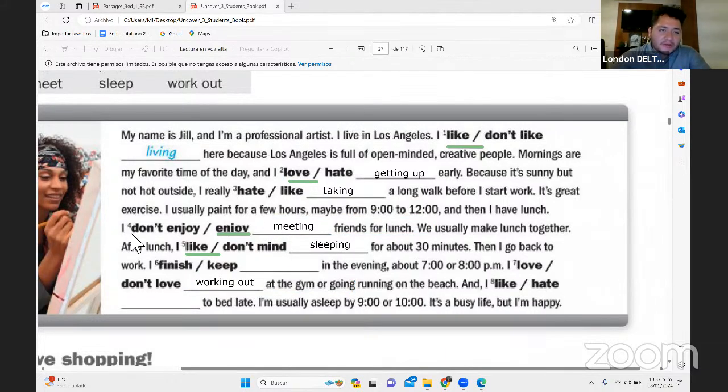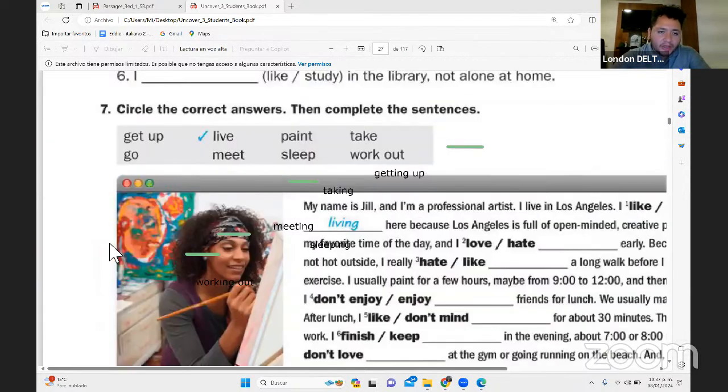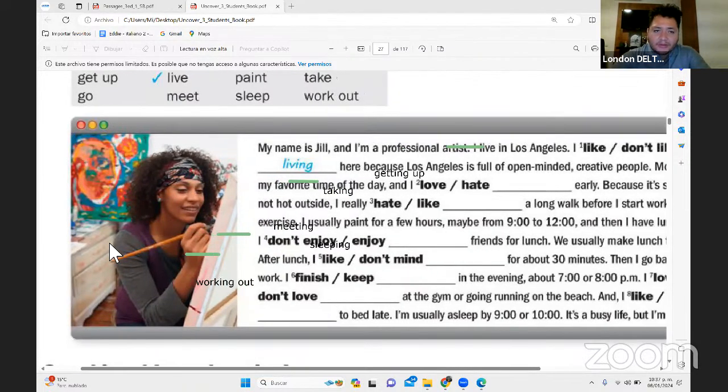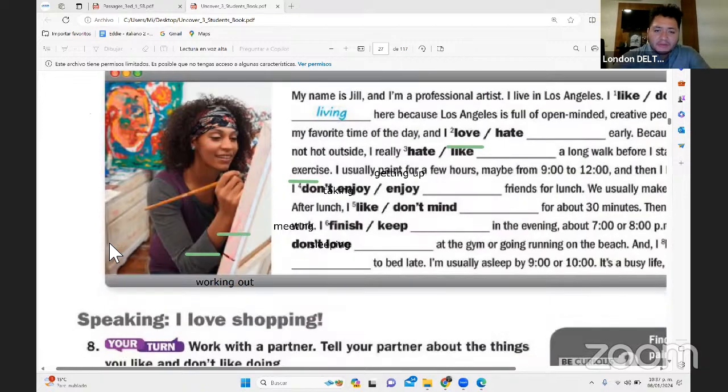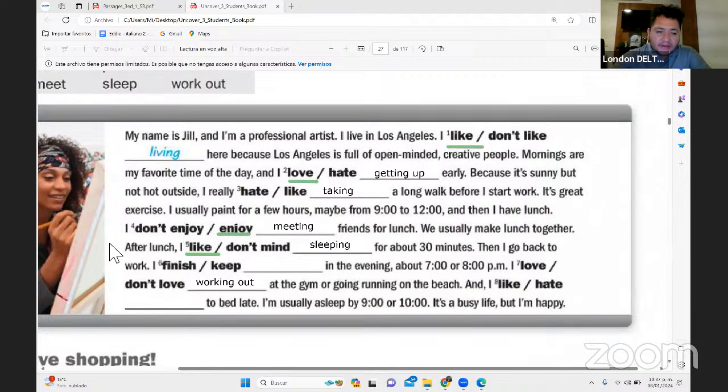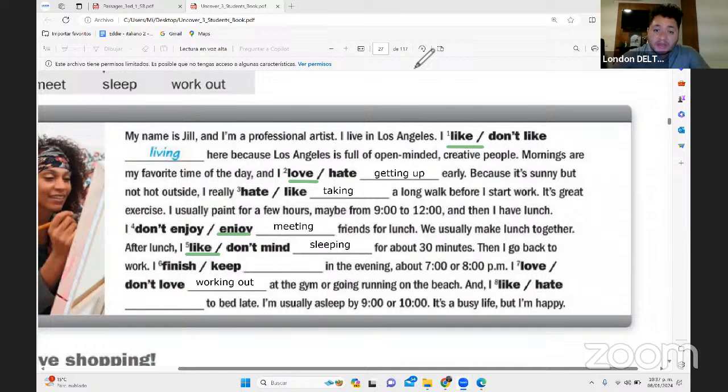So I think that here, maybe it can be sleeping. No, pero painting. Because she's a painter, right? Ella es pintora, es artista. So, it says that she's working. Ella sigue trabajando hasta las 7 o las 8. So she says, I keep painting, maybe. Sigo pintando. Yeah. I keep painting.